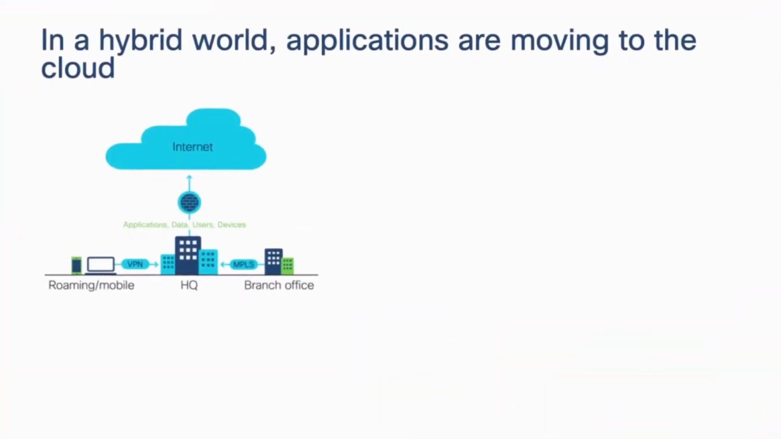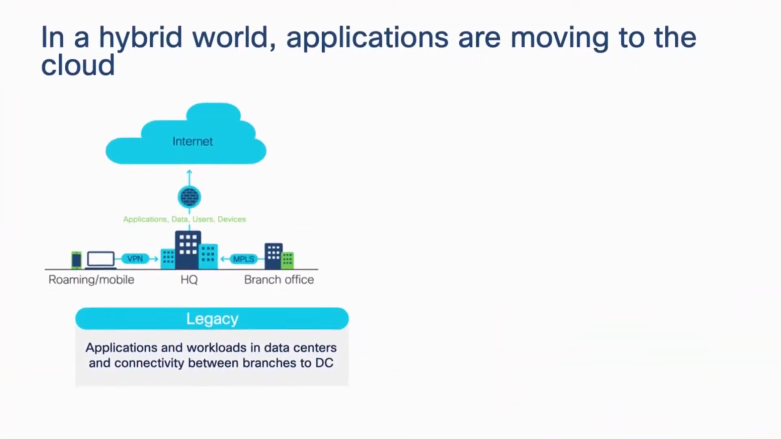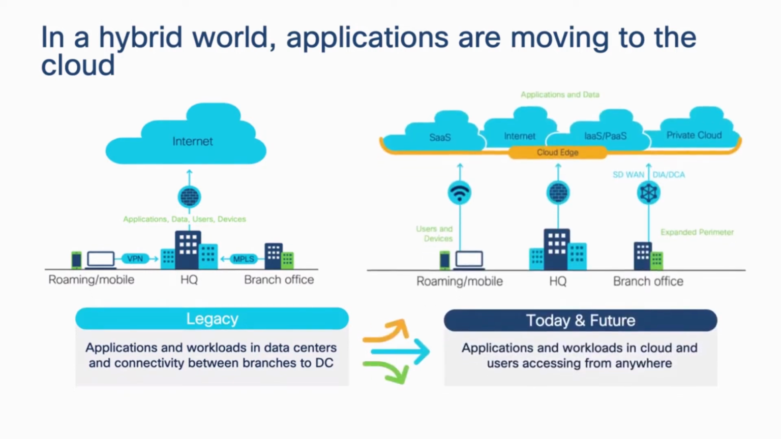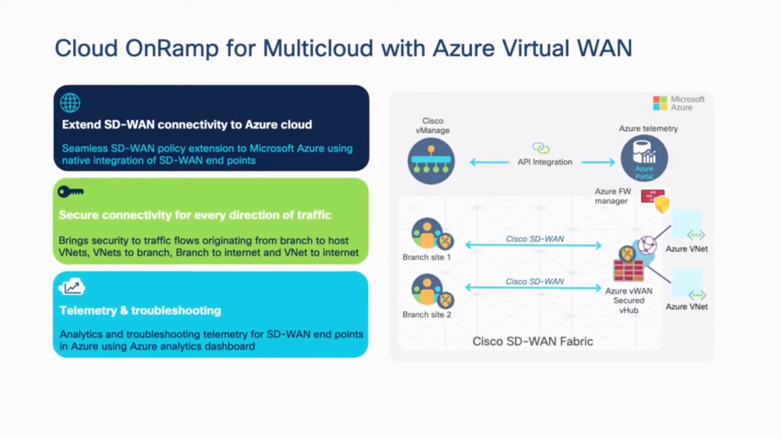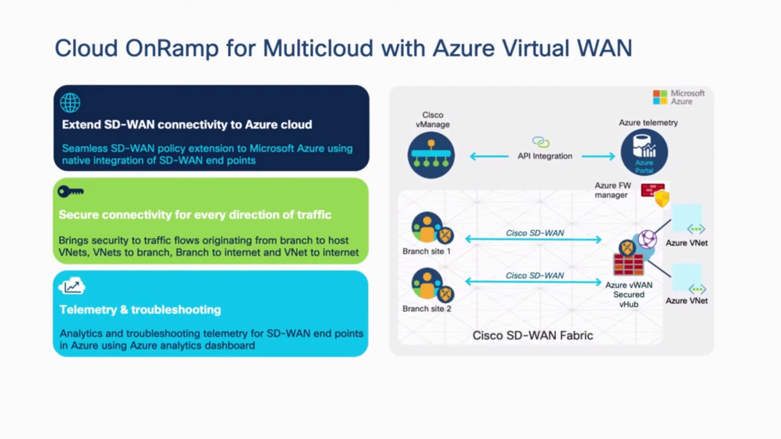In a hybrid world, as applications and workloads move to the cloud, enterprises need a way to connect users in their branches to these cloud applications in a secure way and apply consistent policies as their on-prem network. For applications running in Azure, you can use Azure Virtual WAN to connect branch sites to Azure. You can do this manually or through automation.